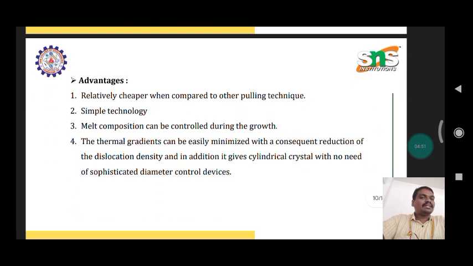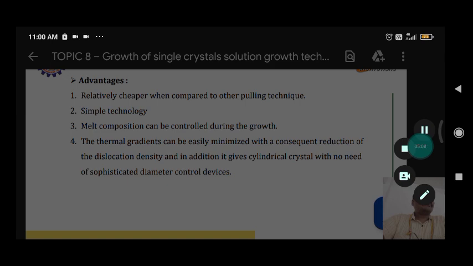Advantages of this technique: it is relatively cheaper when compared to other crystal growth techniques, it is a simple technology, and melt composition can be controlled during the growth. The thermal gradients can easily be minimized.